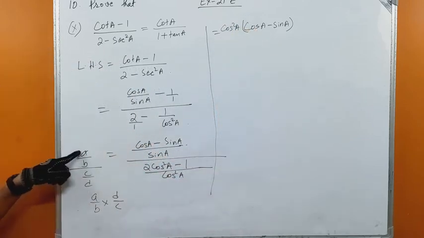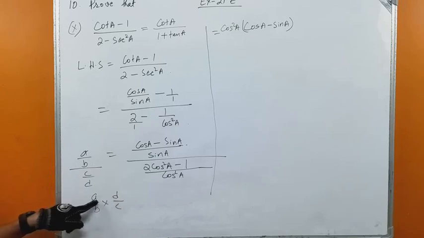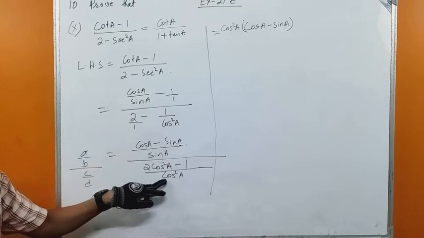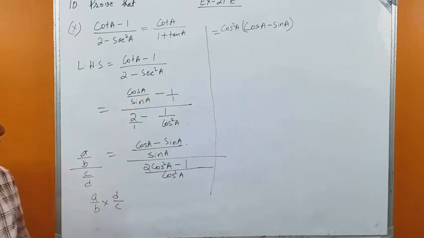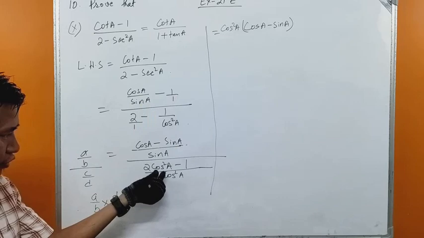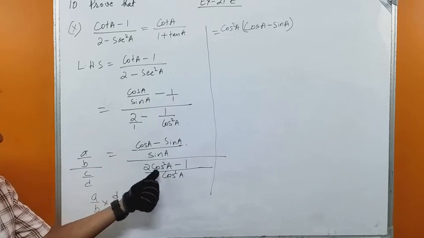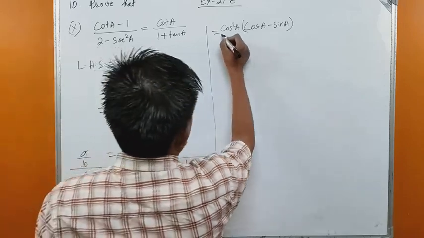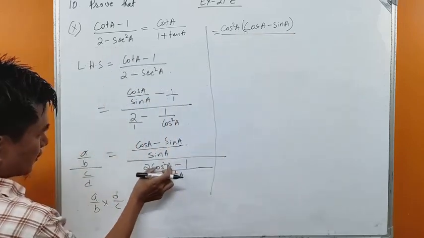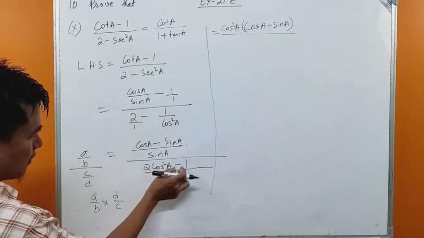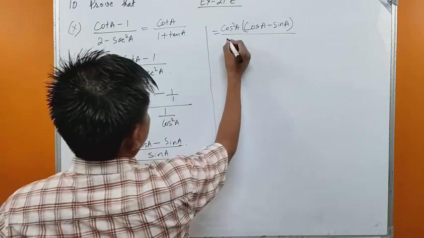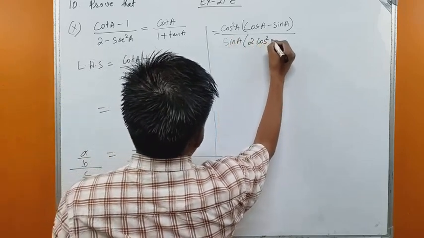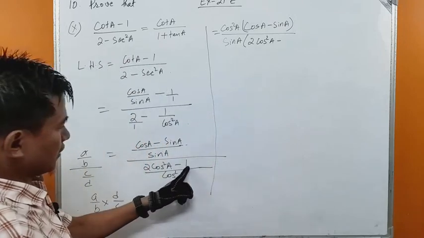This number D goes to A, in the same line, isn't it? A and D. Similarly, cos A minus sin A and cos square A should be in the same line, cos square A in the numerator. And in the denominator we have sin A upon this, sin A into this. This is what we have in the denominator, 2 cos square A minus 1 into sin A. So sin A into 2 cos square A minus 1, isn't it?